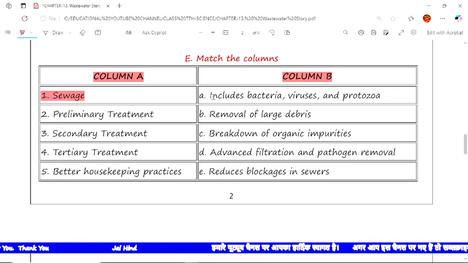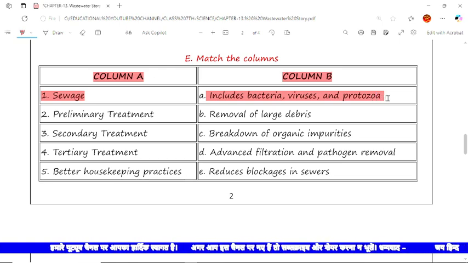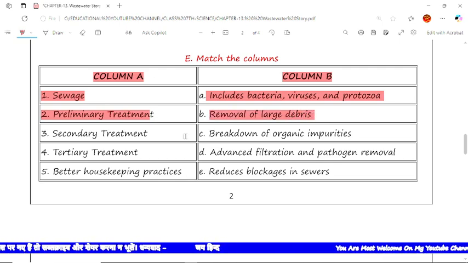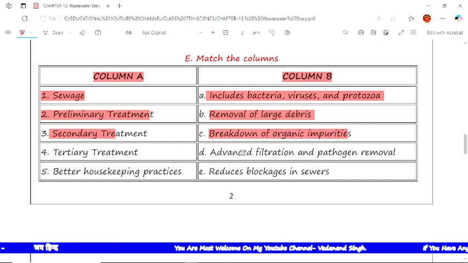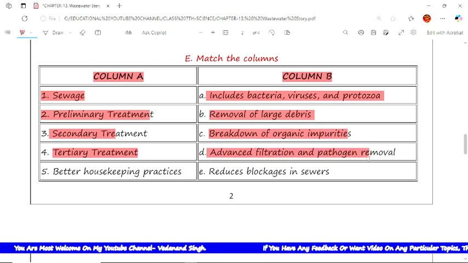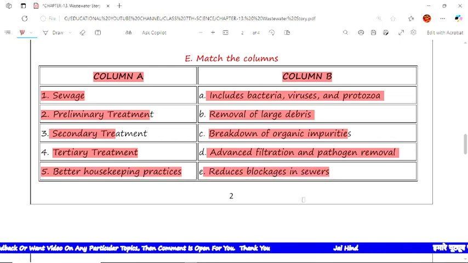The option A would include bacteria, virus and protozoa. And the preliminary treatment, that is removal of large debris. Next, secondary treatment, that is breakdown of the organic impurities. And the next is tertiary treatment, that is advanced filtration and pathogen removal. Next is better housekeeping practice, reduces backlogs in sewers. These are the options A, B, C, D. The correct match are here.